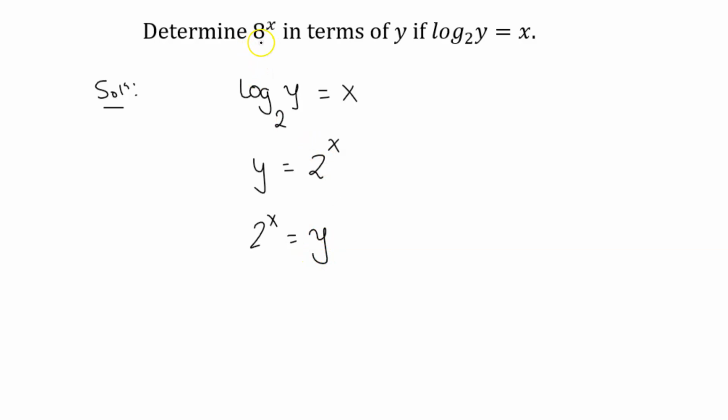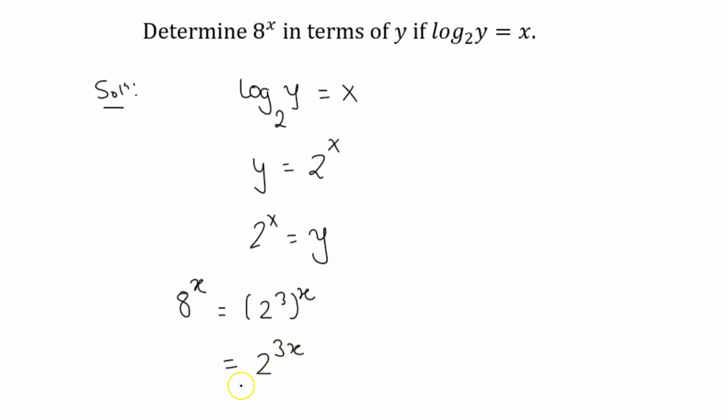Now what do we have to do? We have to determine the value of 8 raised to the power of x. So let's begin from 8 raised to the power of x. So 8 is 2 multiplied by itself 3 times. So that means we can write 8 as 2 cubed. Now if we use the law of indices, then 2 raised to the power of 3 whole raised to the power of x is simply 2 raised to the power of 3x.